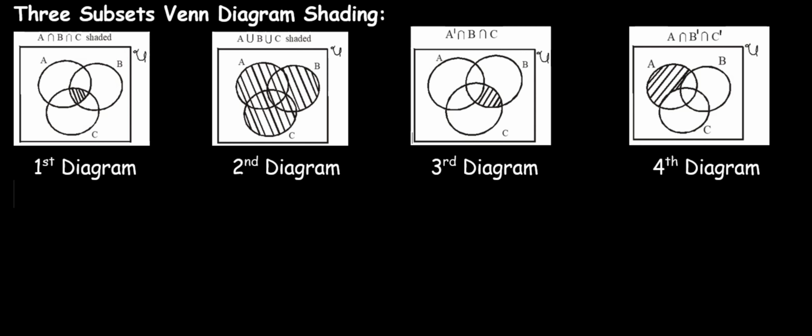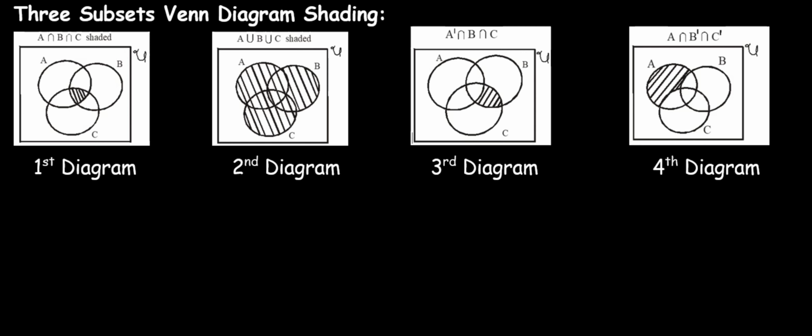Next, we have A prime intersection B intersection C shaded, or you say A complement intersection B intersection C shaded. That is, you carefully exempt A from the shading.